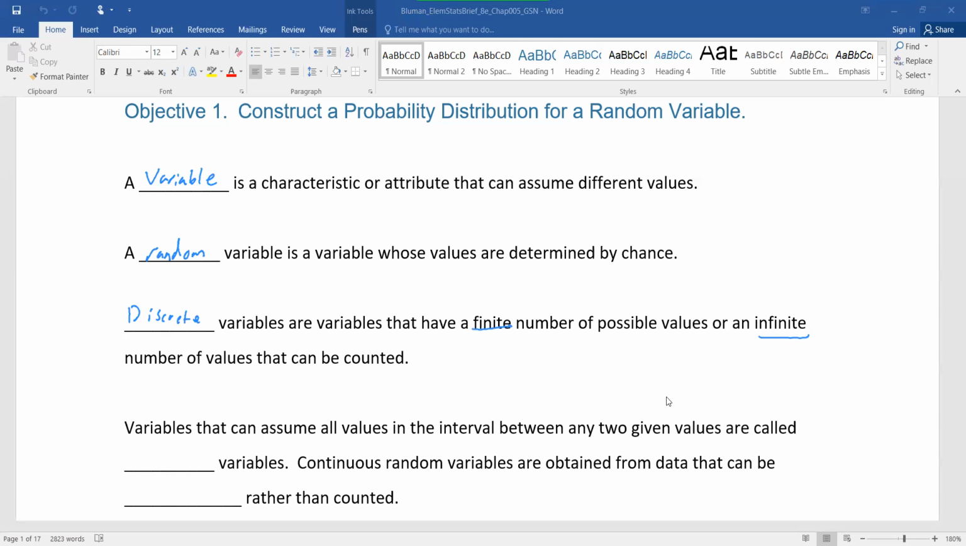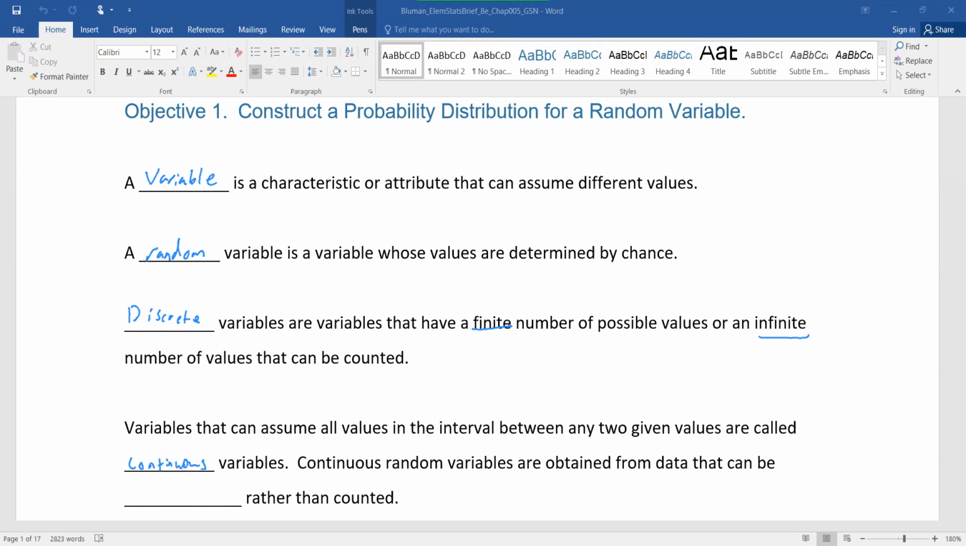All right. Variables that can assume all values in the interval between any two given values are called continuous variables. So this would be the ones that are like 1.1, and then between that is 1.01, 1.001, 1.0001, and all those different ones. So this is continuous variables. You won't be able to count all the values that are in it.